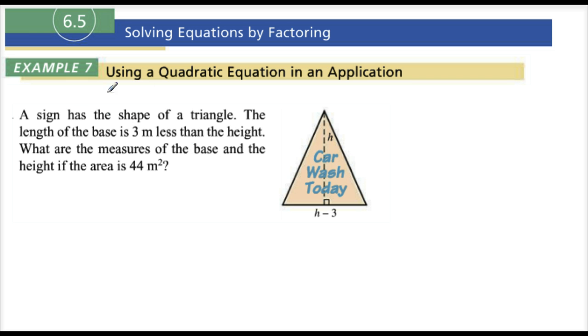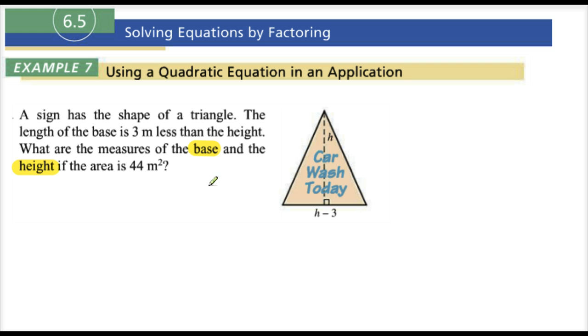So we have a sign that has the shape of a triangle. It is right here: Car Wash Today. And the length of the base is 3 meters less than the height. So they kind of already did that nice work for us. The height is h, and so this is 3 less: h minus 3. What are the measures of the base and of the height if the area is 44 meters squared?